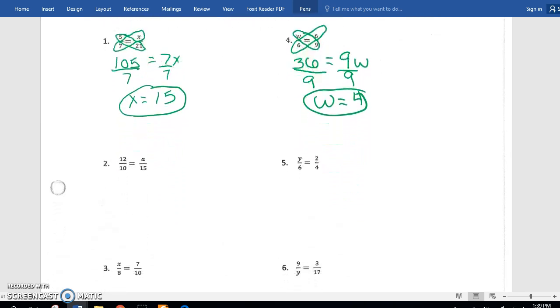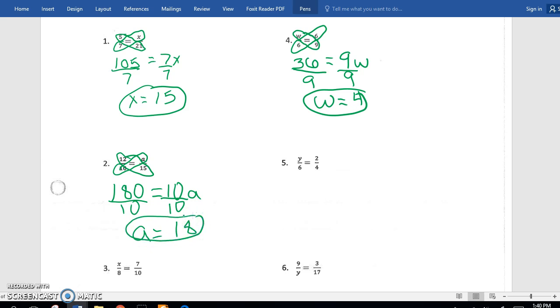Let's try number 2. We do 12 times 15, and we get 180. 10 times a would be 10a. Divide both sides by 10. We get a equals 18.